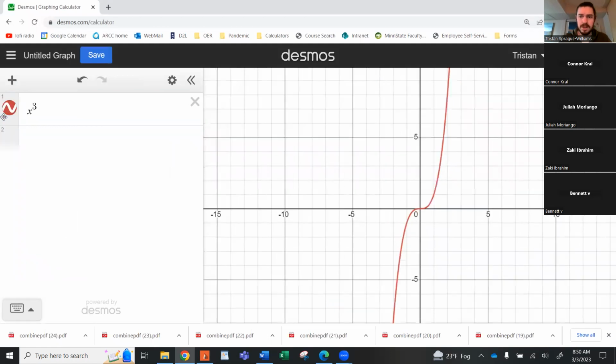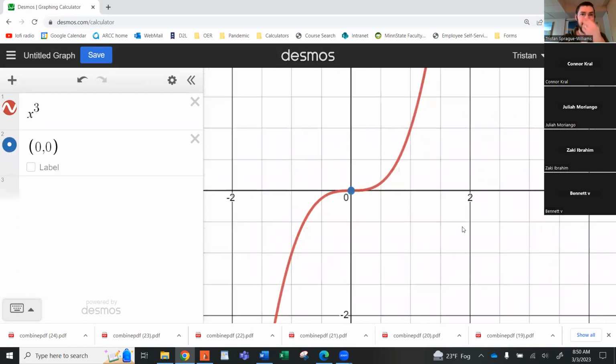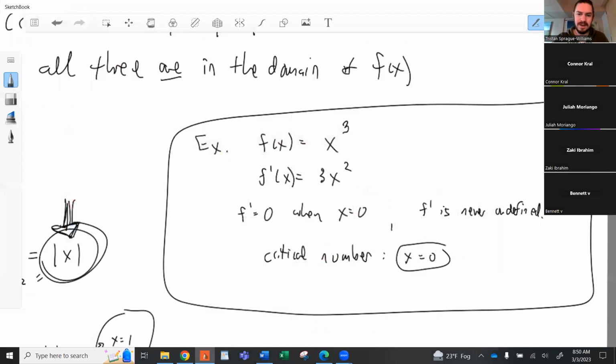Okay, but is x equals 0 a local minimum or a local maximum? If I graph x cubed, tell me, is that point, which is at 0, 0, a local minimum or a local maximum? No. Correct. Is it a local minimum or a local maximum? No, it is not. It is neither. Correct. Neither min nor max.